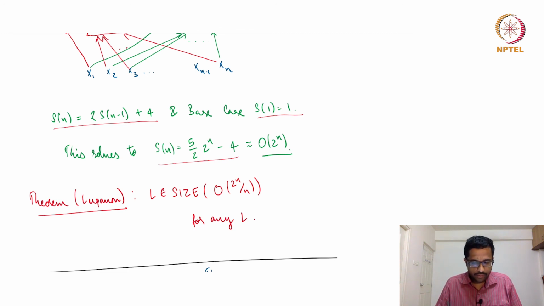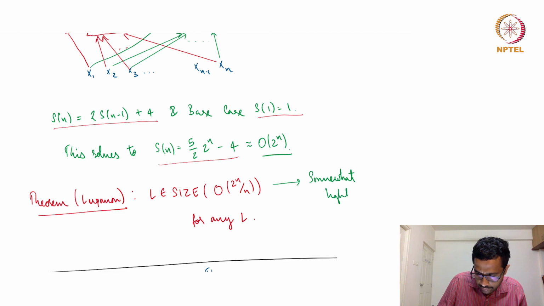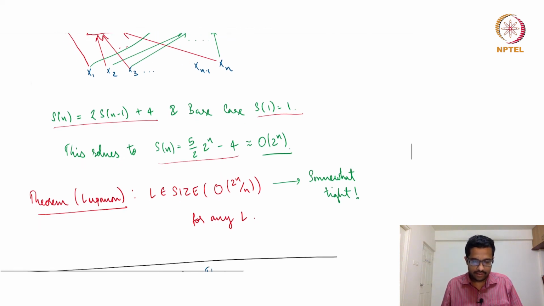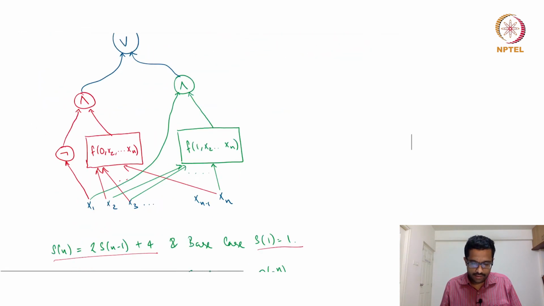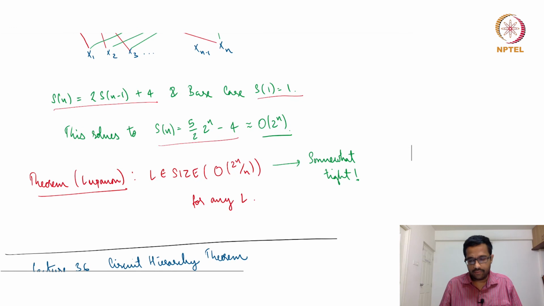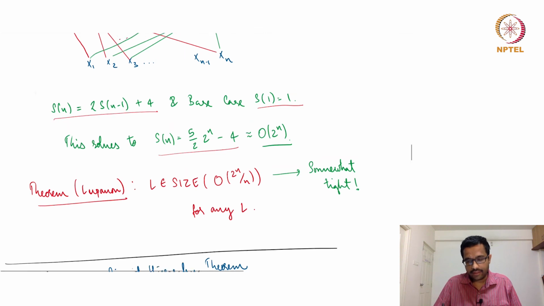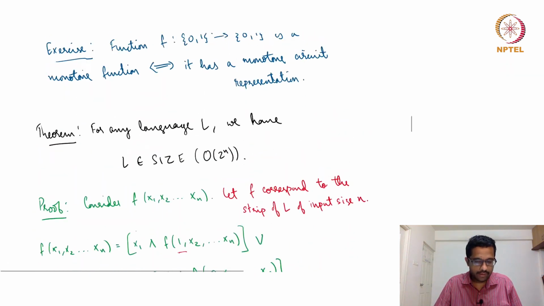So in fact there is a tighter bound available, and the 2 power n divided by n bound is somewhat tight. You cannot really improve it, in the sense that you can probably improve the constant, but nothing beyond that. So that's what I mean by somewhat tight. Any function has a circuit of order 2 power n divided by n size, and what we saw was that any function or language has a circuit of size order 2 power n.